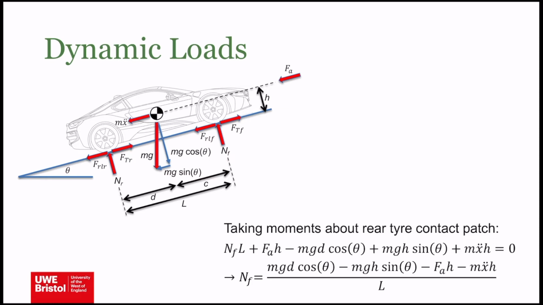And so you can go through the motions and rearrange to solve for NF. Everything else goes on the other side of the equation, and then you divide it by L, which is what's going on here. So there's your equation for NF.